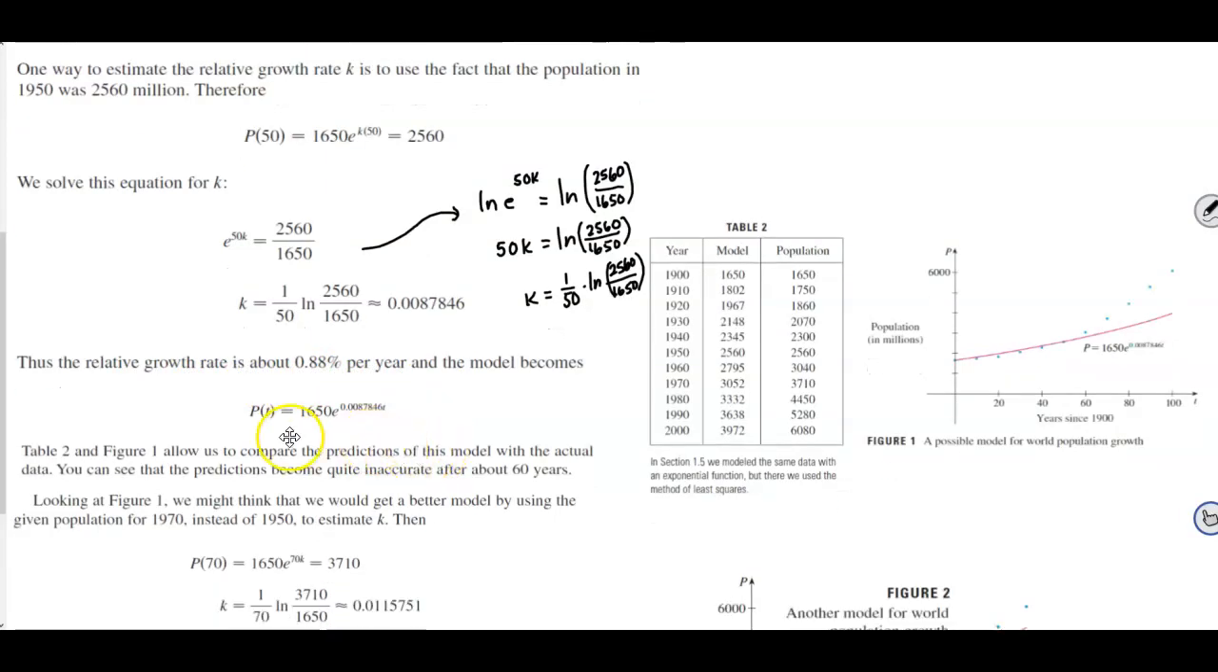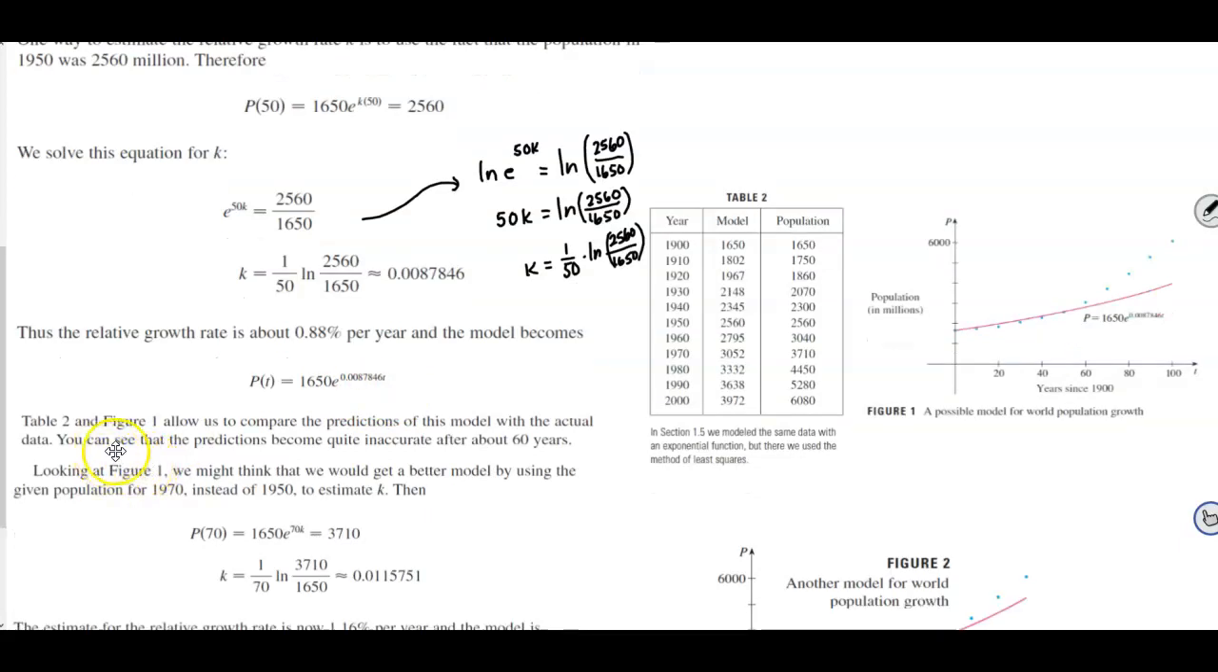And then the model looks like the following. We have P of t equals the initial population, 1,650, e to the constant 0.0087846 times t. Now Table 2 and Figure 1 allow us to compare the predictions of this model with the actual data. You can see that the predictions become quite inaccurate after about 60 years. After about 60 years, here is this function, and here is the actual output value for each of those years.